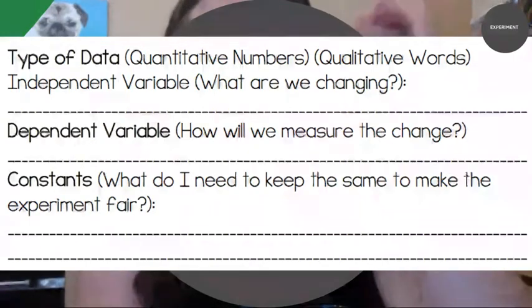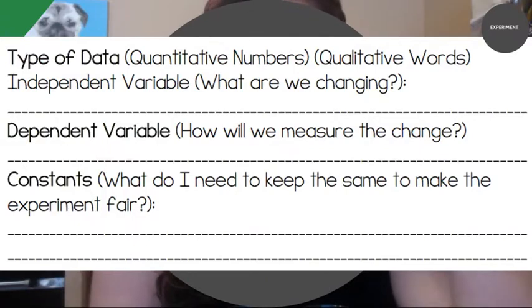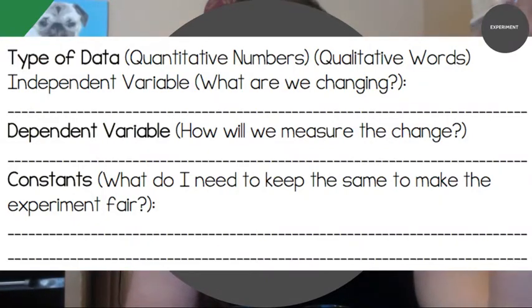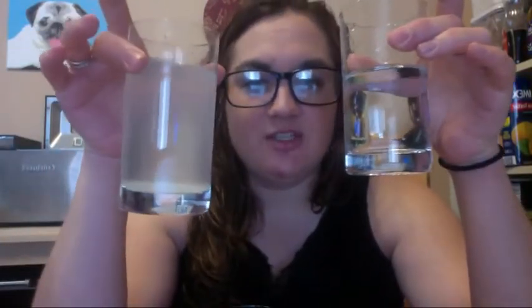So if you're listening now, I'm assuming that you've already paused and already tried to fill these in. So the type of data we're collecting here is qualitative. We are not collecting anything with numbers. We're only looking to see whether the egg sinks or floats. Our independent variable, the one thing we're changing, is the salinity, or how much salt is in the water. Salinity is a fancy word for saltiness.